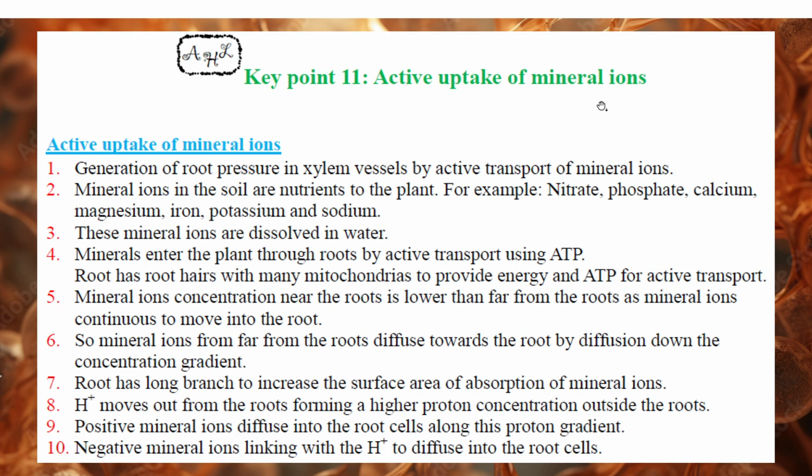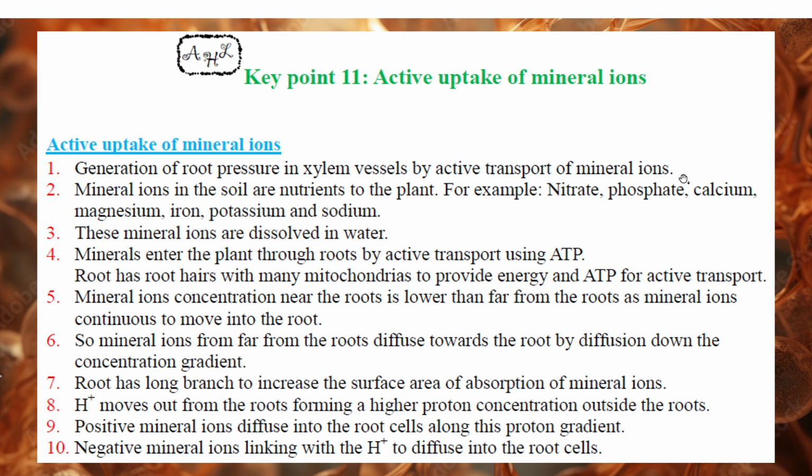Next is the uptake of mineral ions, and then we talk about the roots. The plants: xylem, phloem, transpiration, and now we add translocation. The uptake of mineral ions, we know it. Generation of root pressure in the xylem vessel by active transport of mineral ions.